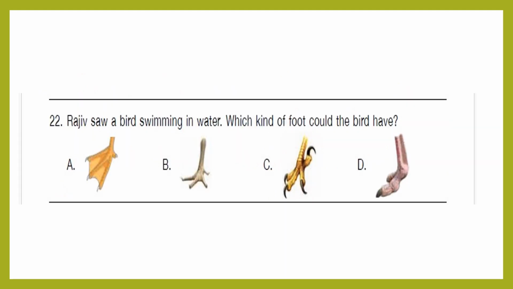Question number 22. Rajiv saw a bird swimming in water. Which kind of foot could the bird have? The birds who can swim have webbed feet. So our answer is option A, because there is web in between its toes.